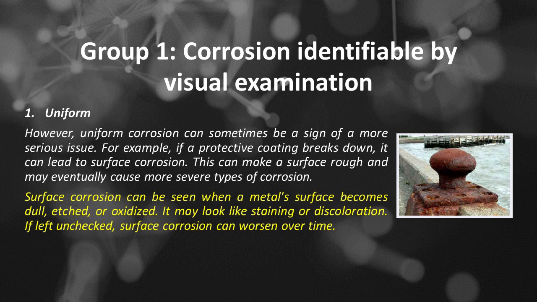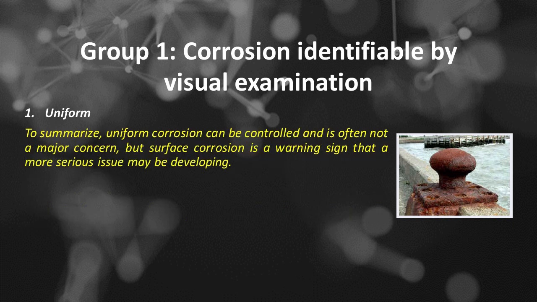Surface corrosion can be seen when a metal's surface becomes dull, etched, or oxidized. It may look like staining or discoloration. If left unchecked, surface corrosion can worsen over time. To summarize, uniform corrosion can be controlled and is often not a major concern, but surface corrosion is a warning sign that a more serious issue may be developing.